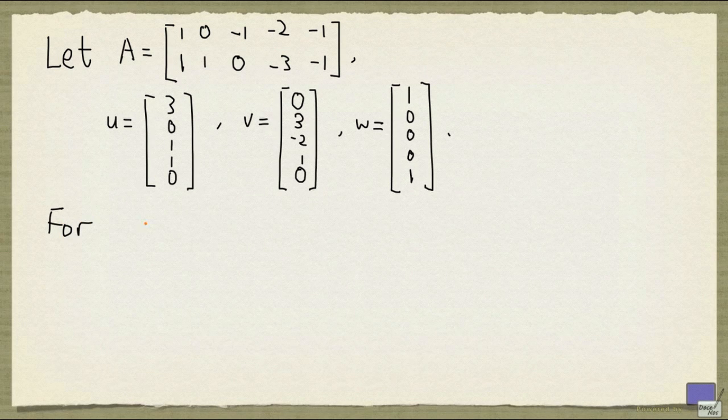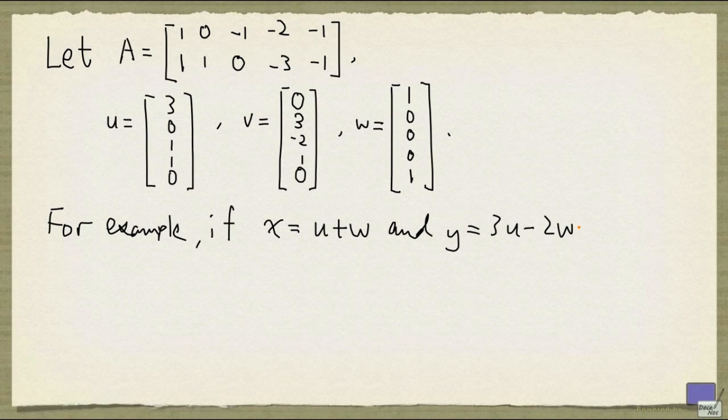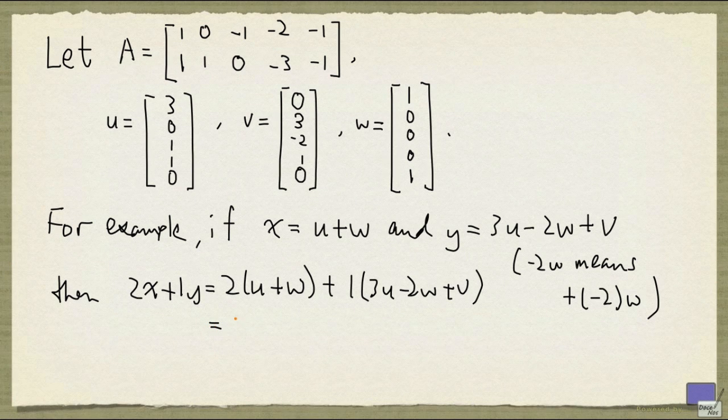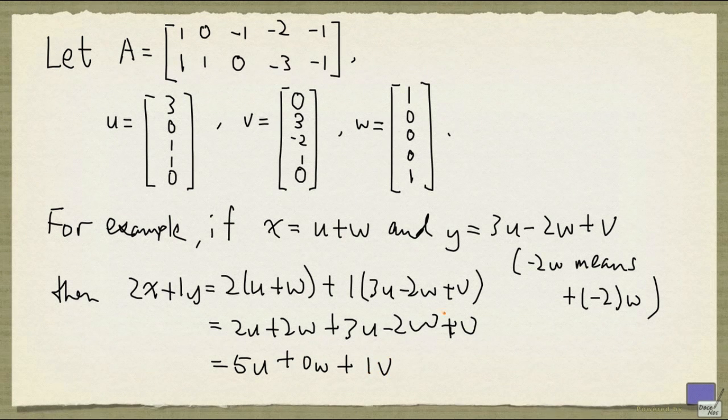So let me give an example of what I mean. If x is the linear combination given by u plus w, and y is the linear combination given by 3u minus 2w plus v, where minus 2w means plus minus 2 times w, then we can obtain 2x plus 1y as follows. 2 times (u plus w) plus 1 times (3u minus 2w plus v), and we can carry these out. Remember that u, v, w are tuples, right? But we don't really need to know all the entries to manipulate this. So this will be just 2u plus 2w plus 3u minus 2w plus v. And that will just give me 5u, and there's 0w plus 1v.